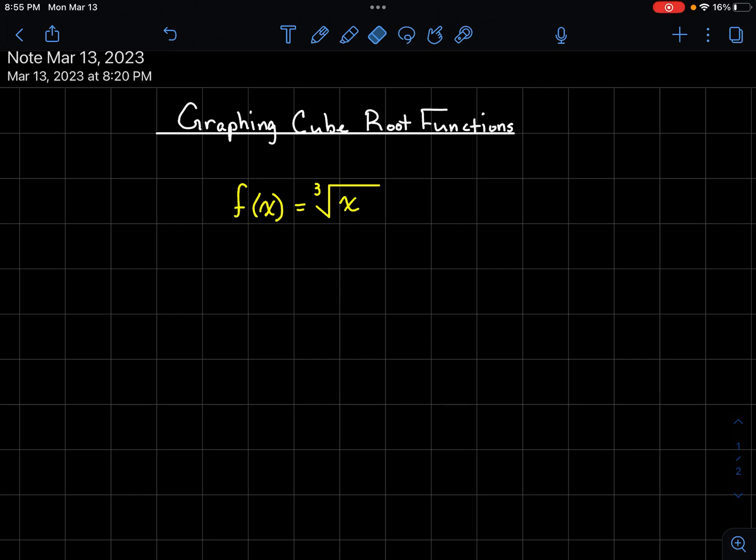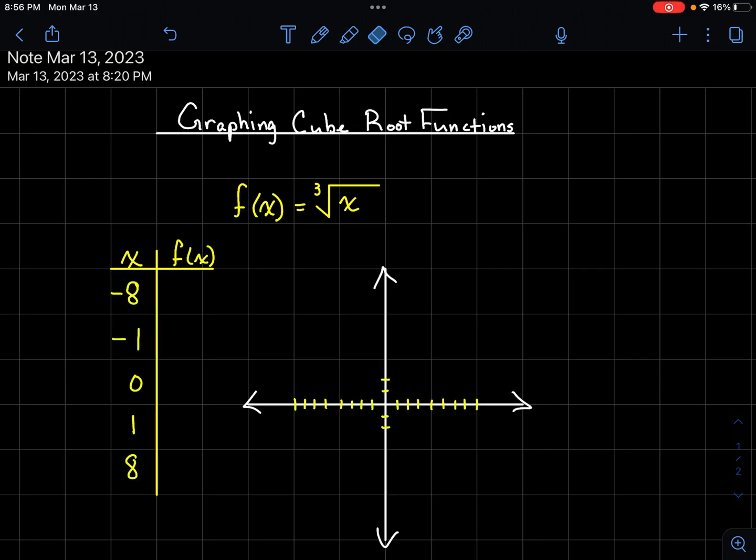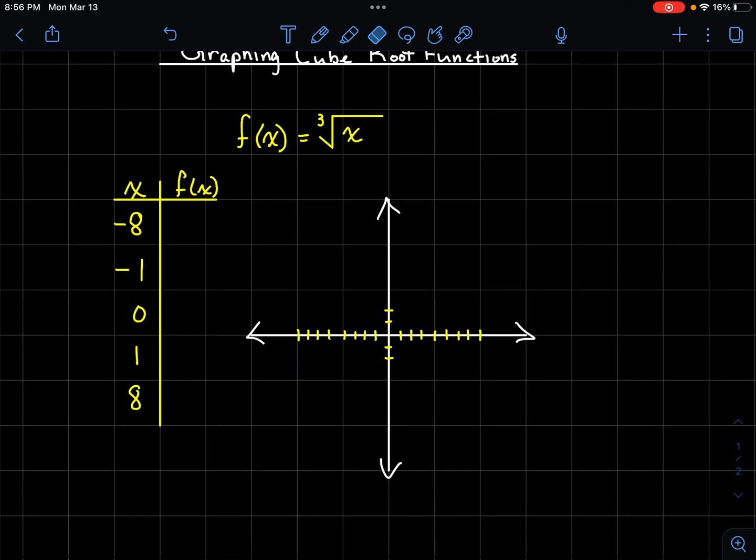In this video, we're going to graph cube root functions. To first get an idea of what a cube root function looks like, we're going to make a table. So we have f of x equals the cube root of x. We're going to use the following table to see what these graphs look like.